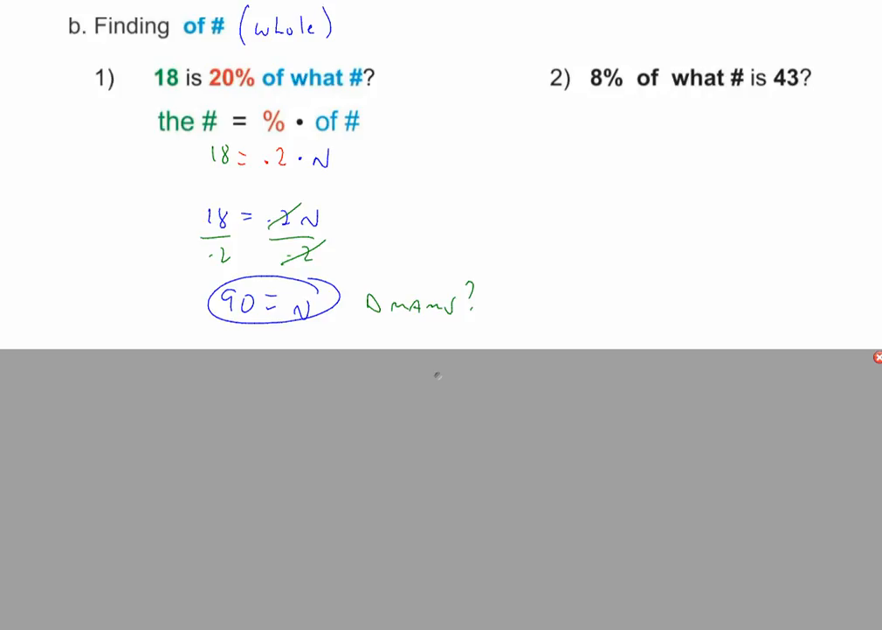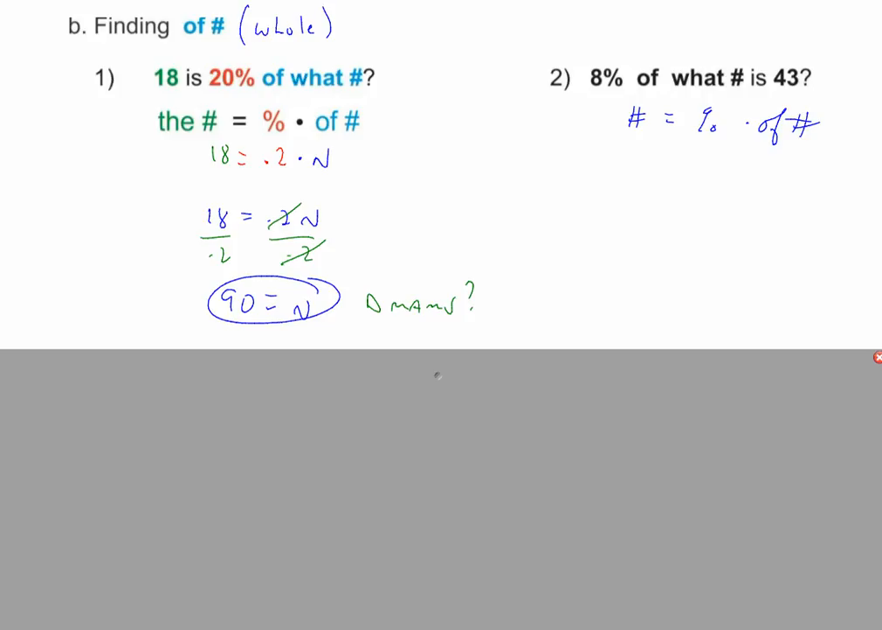Okay, so second scenario. Maybe it's going to be asked like this. 8% of what number is 43? See, the wording's a little different, but we're still looking for the of number. And again, you'd use your formula. Number equals the percent times the of number. Takes a second to write. Again, if you want to use part equals percent times whole, feel free.